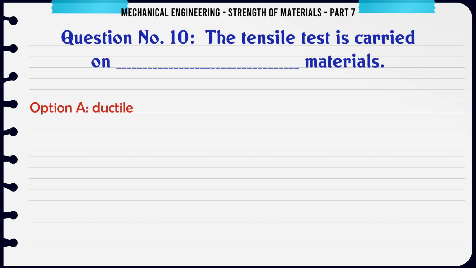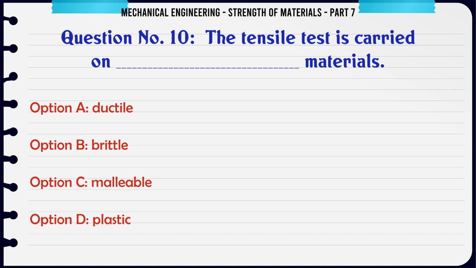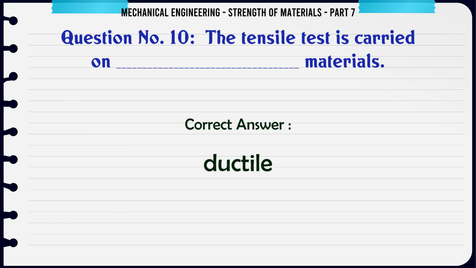The tensile test is carried on materials. A. ductile, B. brittle, C. malleable, D. plastic. The correct answer is ductile.